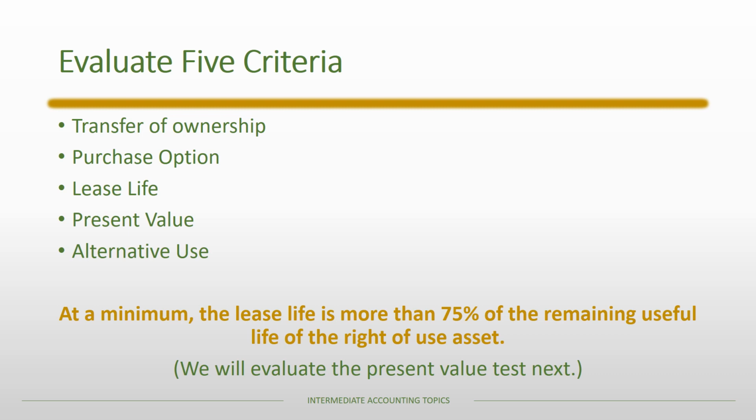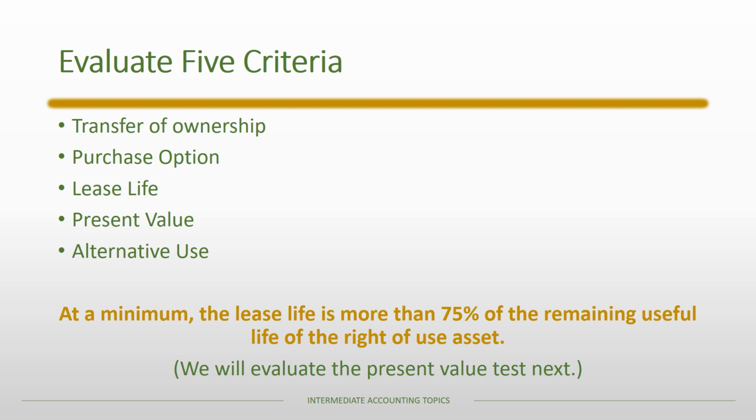First of all, we have to walk through the 5 criteria. There are 5 guidelines that we talk about: the transfer of ownership, the purchase option, the lease life, present value, and alternative use tests. In this particular lease, there's no transfer of ownership or purchase option. We do see that the lease life is more than 75% of the remaining useful life of the asset. So at a minimum, that would be one criterion with which you should treat this as a finance lease right off the bat.